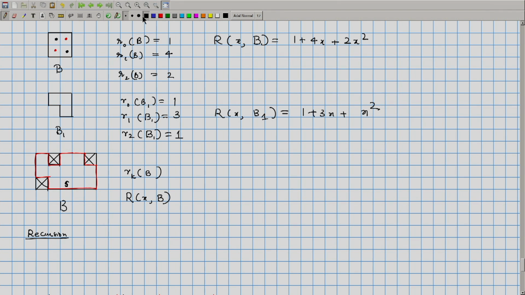So, given a board and given a position, we are interested in calculating the number of ways of placing k rooks on this particular board. The red outline indicates the allowed positions, and the marked cross positions are the forbidden positions. Now, let us mark out one particular square, namely S, and look at whether S is part of an arrangement, that is, whether a rook is placed at S or not.